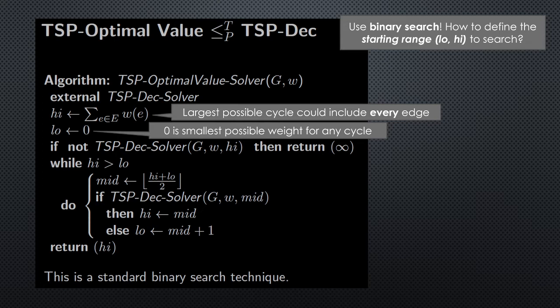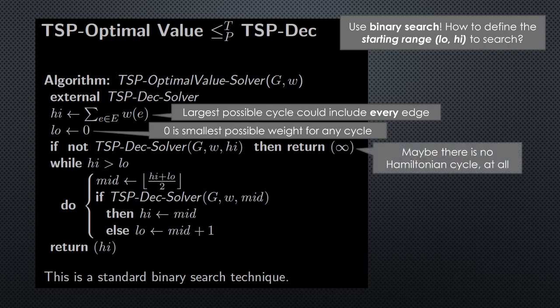So in the real world, the costs of those edges are all positive, right? So 0 is going to be the smallest possible weight for any cycle. And then we're going to, first of all, check: is there a solution? Okay, so we're going to run the TSP decision solver. It'll tell us for the high endpoint if there's a solution or not, right?